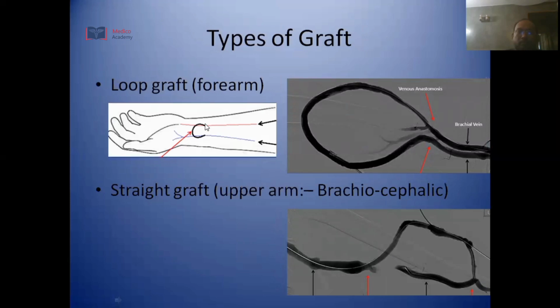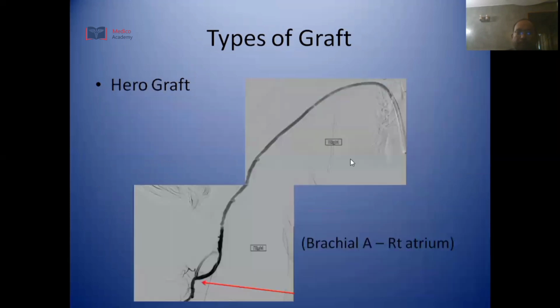One is called the loop graft, where a graft is placed communicating the artery and the vein. The straight graft, which is basically in the upper arm, is the brachiocephalic, where the graft is put between the brachial artery and the cephalic vein. There is another called the hero graft between the brachial artery and the right atrium.